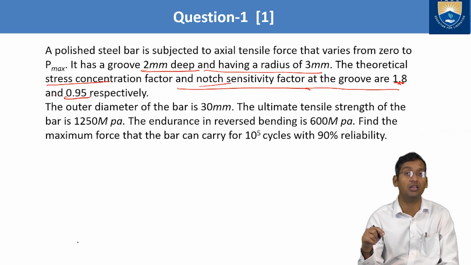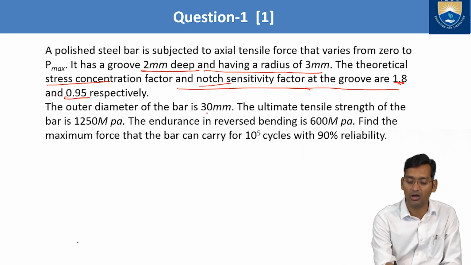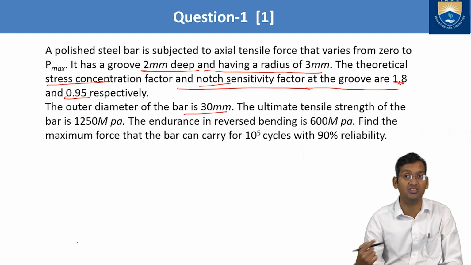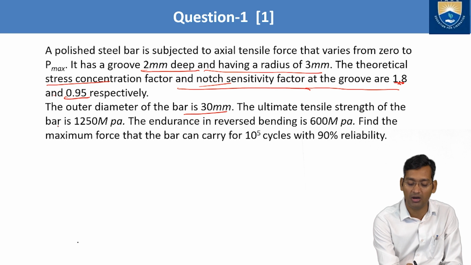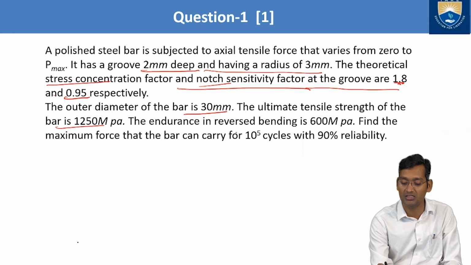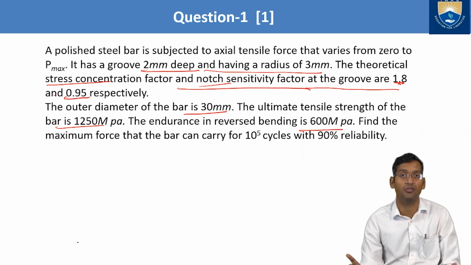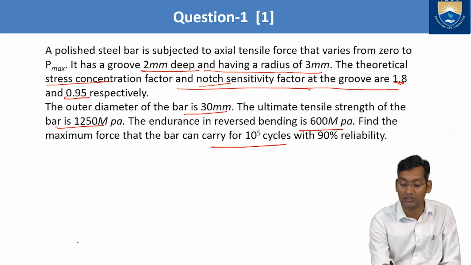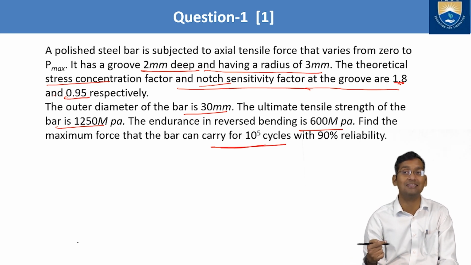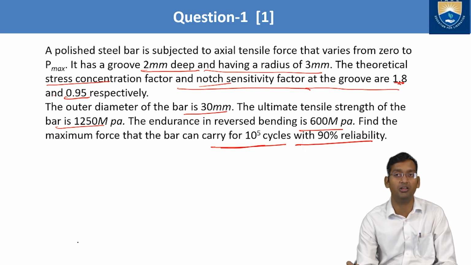Already we had seen in the cantilever beam that the notch sensitivity was 0.9. The outer diameter of the bar is 30 mm. Earlier we found the diameter, but this time the diameter is given. The ultimate tensile strength of the bar is 1250 megapascal. The endurance limit in reverse bending is 600 megapascal. Find the maximum force that the bar can carry for 10 to the power 5 cycles, this time with the cycles given, and with 90% reliability. So again the reliability value is given as 90%.